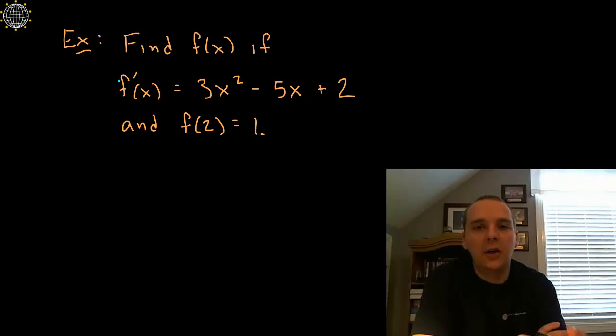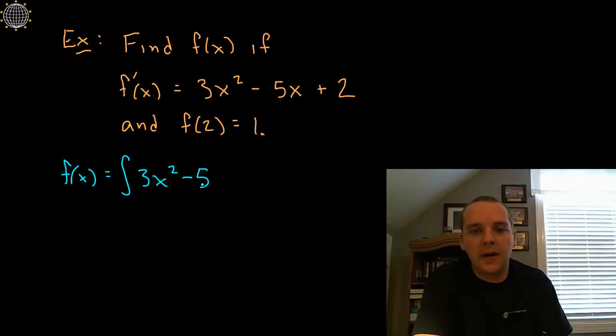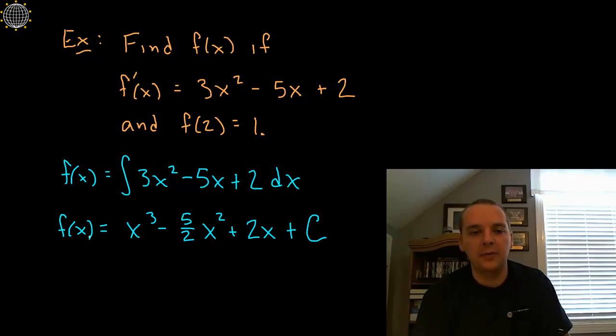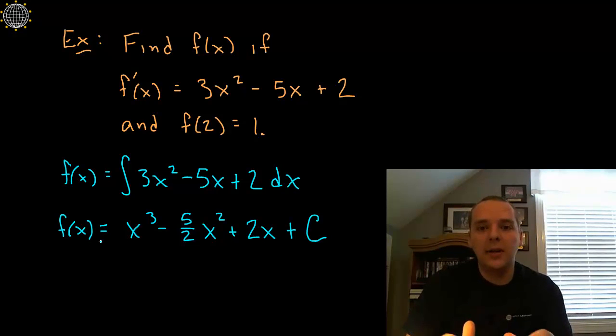One undoes the other. And so if we want to get little f back, we would take the indefinite integral of 3x squared minus 5x plus 2 dx. And this integral will be x cubed minus 5 halves x squared plus 2x. And then we have this plus capital C. And we remember this guy from studying indefinite integrals. We always have this plus C on the end because we could have any generic constant there.